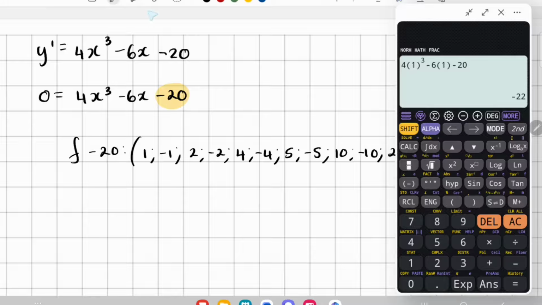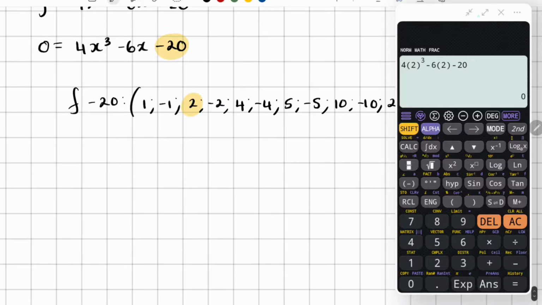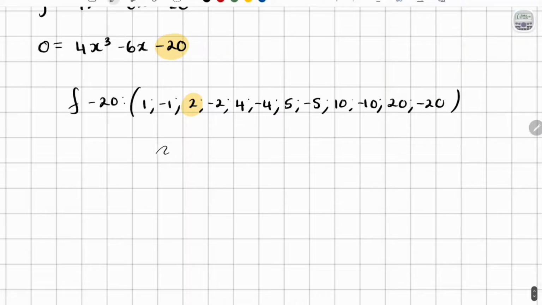Let's try the next one. Negative 1 gives us negative 18. And then 2 gives us 0. So 2 works. So we're going to use 2. Since 2 worked, remember, the solution is x is equal to 2. The factor is x minus 2. It's like taking the 2 over. So it means x minus 2 is a factor. Let's just keep that in mind.